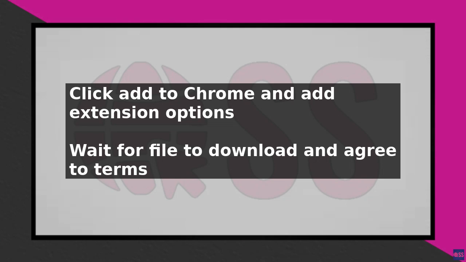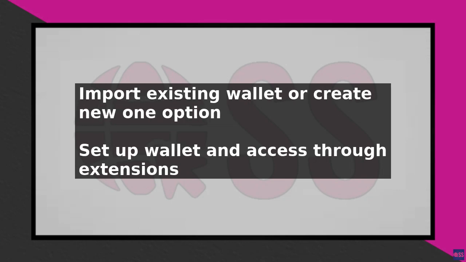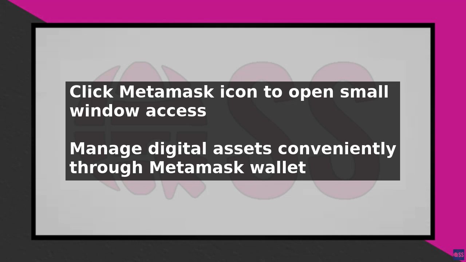Wait for the file to download, and once it's complete, you'll be redirected to a page where you'll need to agree to the MetaMask terms of use. If you already have a wallet, you can import it, or you can create a new one by selecting the Create a Wallet option. After setting up your wallet, you can access MetaMask by going to your extensions and clicking on the MetaMask icon, which will open a small window.